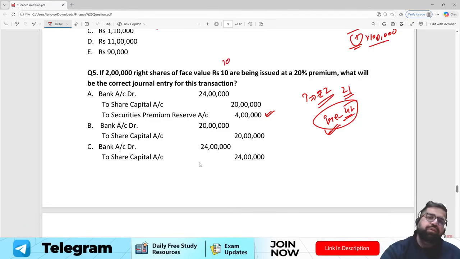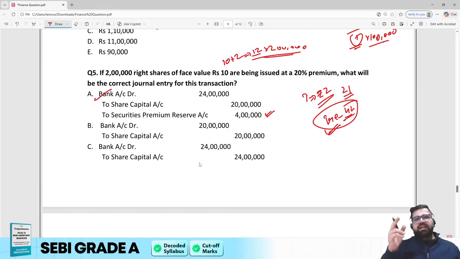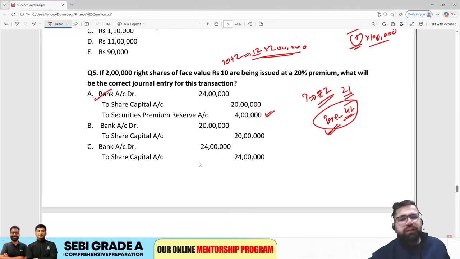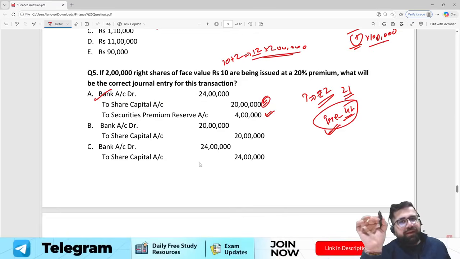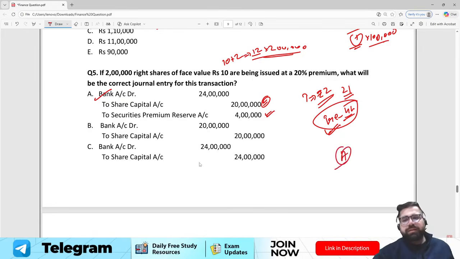10 of face value, 2 of premium, 12, right? So 12 into 2 lakh will give you 24 lakh in your bank account. Bank account debit. Why debit? Because an increase in asset is always debited. So bank account debit 24 lakh to share capital, which is 20 lakh. Why are we crediting share capital? Because an increase in liability is always credited, right? So we are crediting share capital. So the correct answer looks like option number A, 100%.